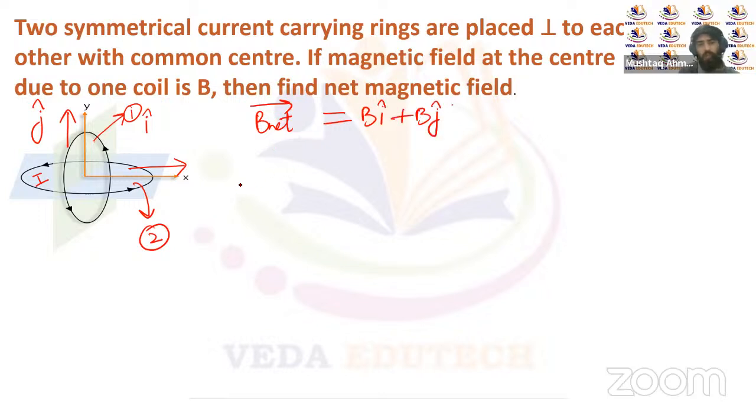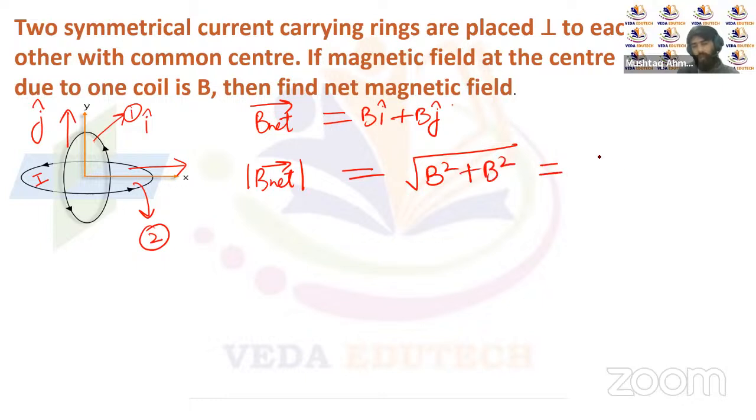So the magnitude of the total magnetic field is the modulus of this, right? That will be equal to the square root of B square plus B square, that's equal to 2B square, or we can write it as B root 2. So B root 2 is the final answer for this question.